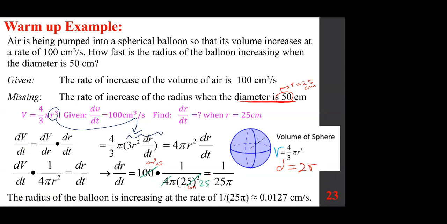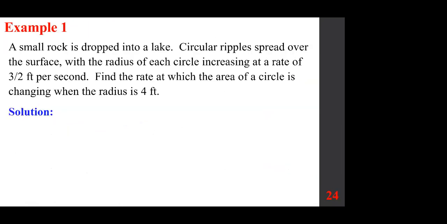Here's the last question of the day. A small rock is dropped into a lake. Circular ripples spread over the surface with the radius of each circle increasing at the rate of 3/2 feet per second. Find the rate at which the area of a circle is changing when the radius is 4 feet.